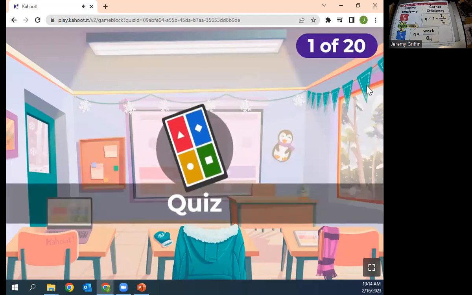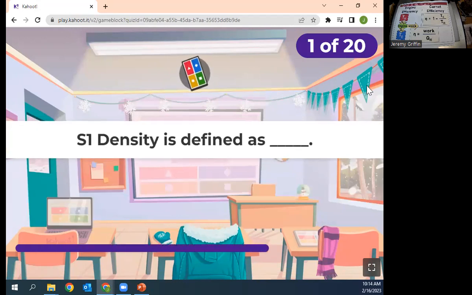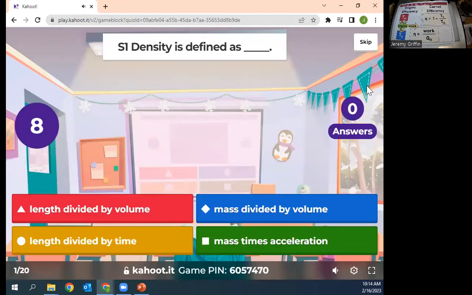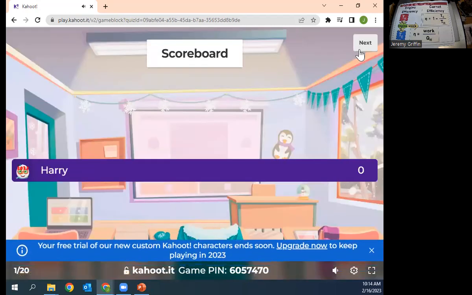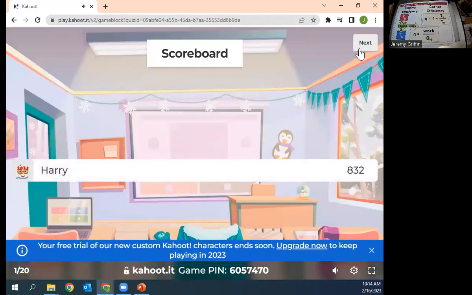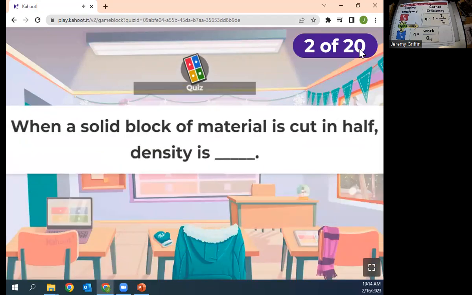It says chapter 18 through 20, solids, liquids, gases. Density is defined as what? Mass per unit volume. You guys remember that? Mass per unit volume is density. Could be in kilograms per cubic meter, possibly. Grams per cubic centimeter, maybe.